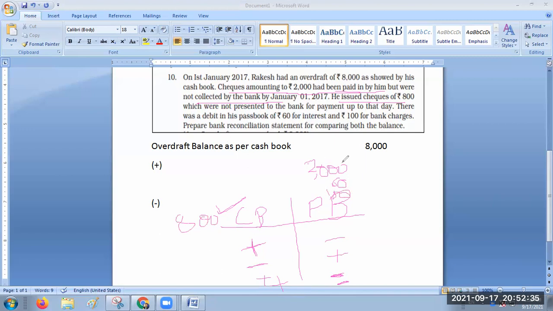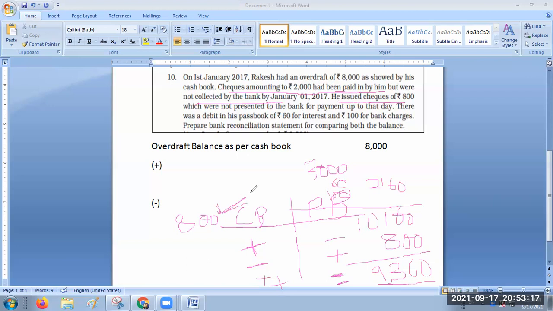Prepare DRS, comparing both the balances. So 2,000 plus 160. Did you understand? It will be 10,160. From 10,160, you deduct this 800. It will be 9,360. Is it correct? Yes, 9,360 will come. Like that you have to do. Just simple. Ticking, you have to do in the opposite direction. That's all.